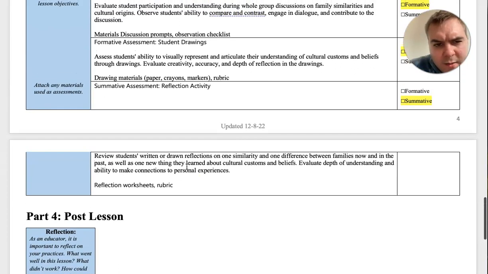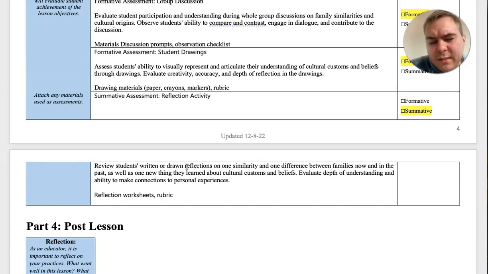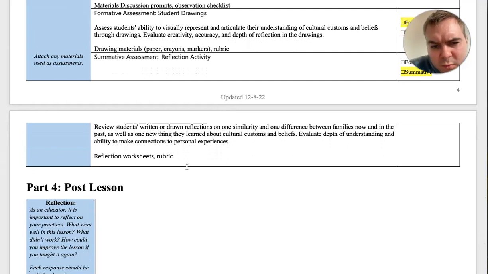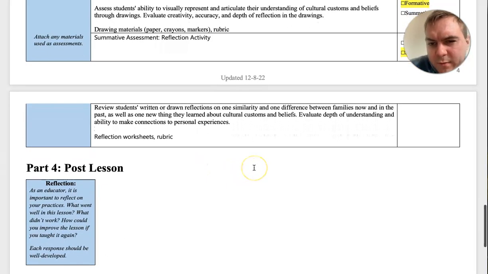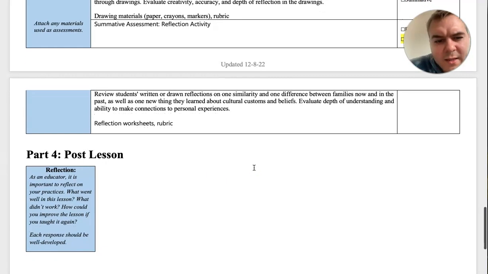And then a reflection activity, which is summative. Review students' written or drawn reflection on one similarity and one difference between families now and in the past.